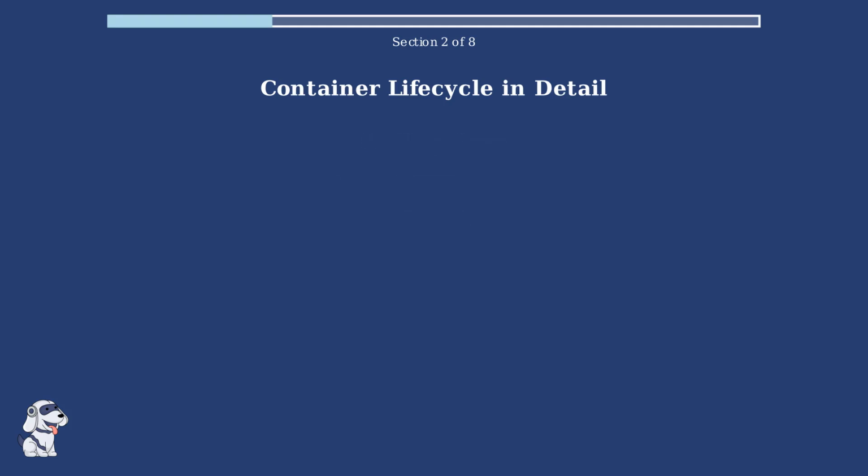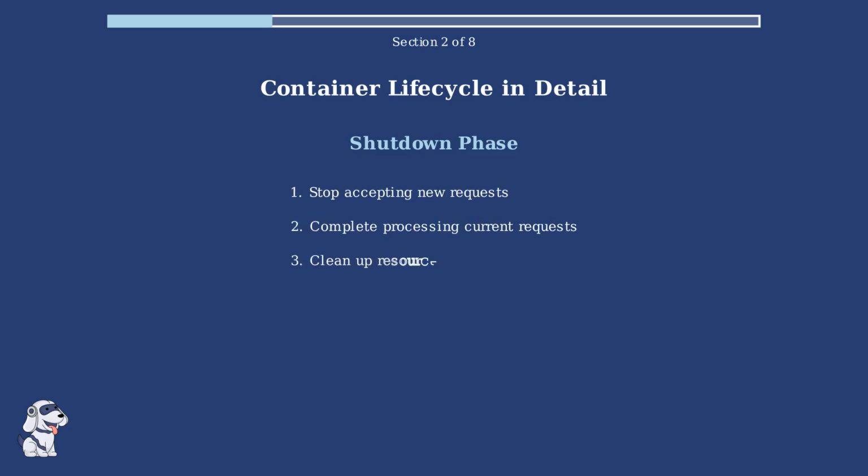The shutdown phase occurs when containers are no longer needed or when new revisions are deployed. CloudRun manages this process gracefully to minimize service disruption. During shutdown, CloudRun follows a graceful termination process. It stops accepting new requests, allows current requests to complete, and then cleanly terminates the container instance.